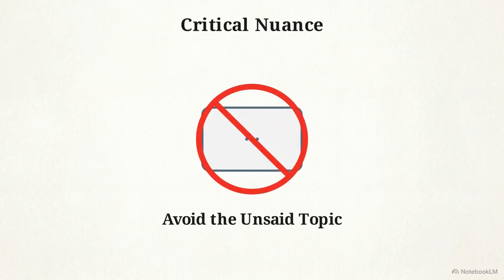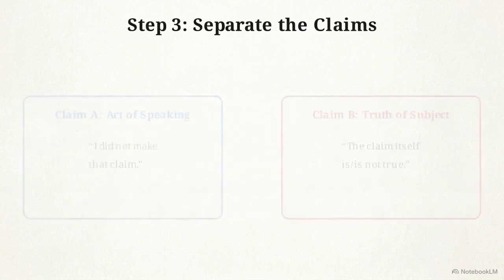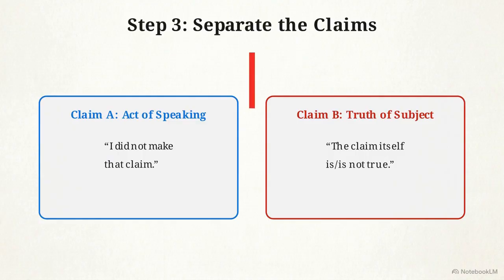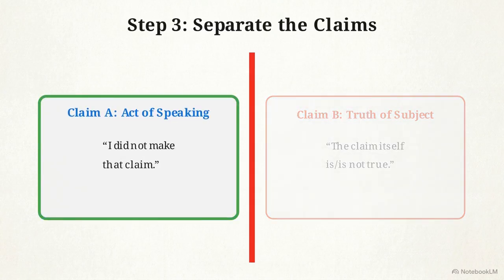There is a critical nuance to your defense. Prevent the argument from spiraling into the unsaid topic itself. Step 3. Separate the claims. Enforce the logical difference between denying you made a claim versus denying its truth. Discussing the unsaid topic is a totally separate issue.